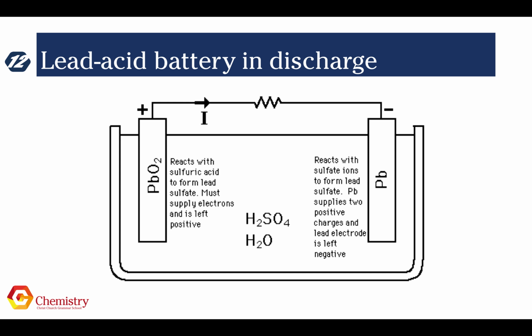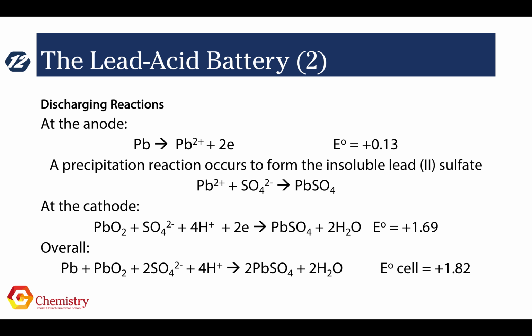So if you consult your standard reduction potential table, what you will find is that there are actually two reactions that are taking place. One of the reactions at the anode is where lead is oxidized to lead 2+ and produces 2 electrons. And you'll find that just underneath the standard hydrogen reduction.